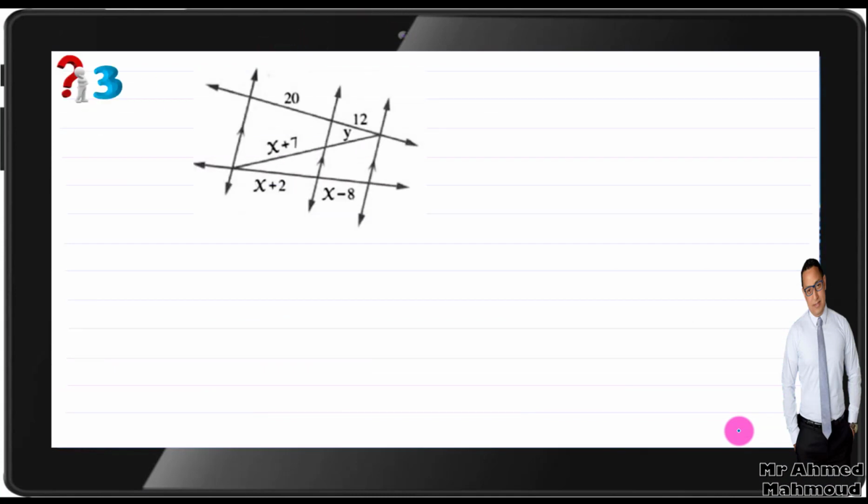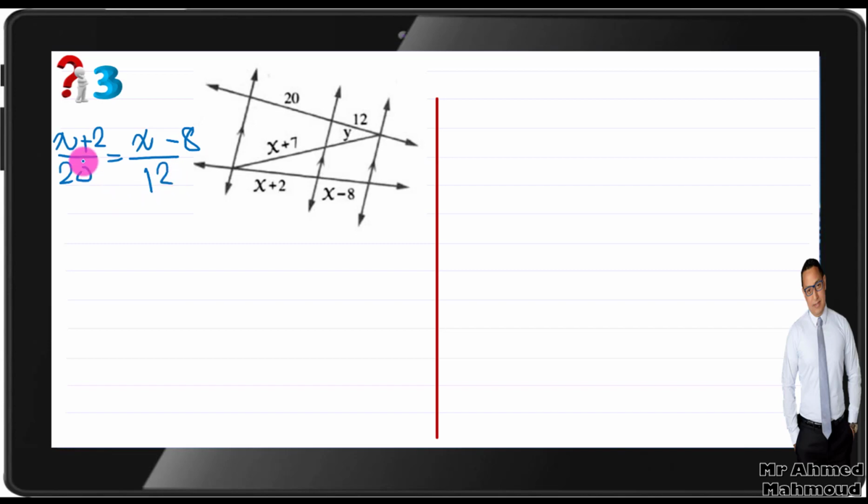Another one. This is in the same question number 3. Here we have 3 parallel lines, as we see. Now I can start with this line and this line, but here we have two unknowns, x and y, so it is difficult to start with those. The best way is starting with this line and this line. So it will be x plus 2 over 20 equals x minus 8 over 12. I'm going to make a cross multiplication.